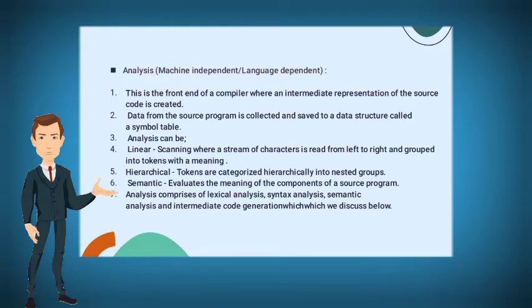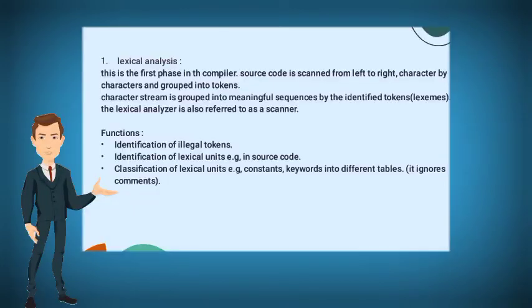7. Analysis comprises lexical analysis, syntax analysis, semantic analysis, and intermediate code generation, which we discuss below. First point is lexical analysis. This is the first phase in the compiler. Source code is scanned from left to right, character by character, and grouped into tokens. The character stream is grouped into meaningful sequences identified as tokens, called lexemes. The lexical analyzer is also referred to as a scanner.